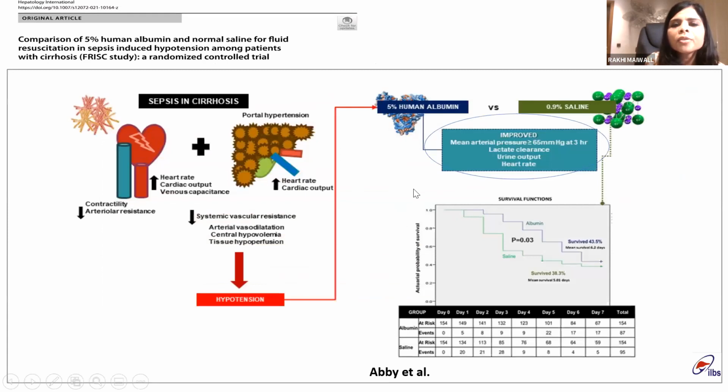Now, we don't have data, but again, 5% human albumin is a much safer fluid. If you have to give larger volumes and you have to use it in patients who are having sepsis-induced hypotension and HRS, this could be a much safer fluid which can be used in these patients.